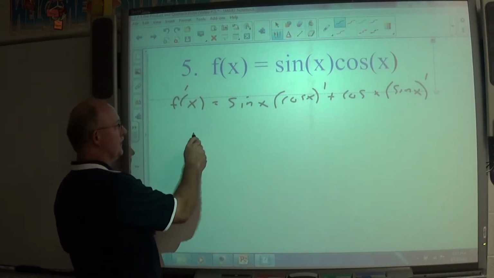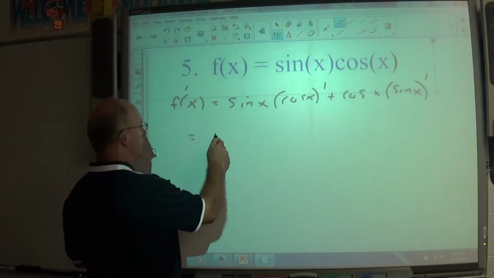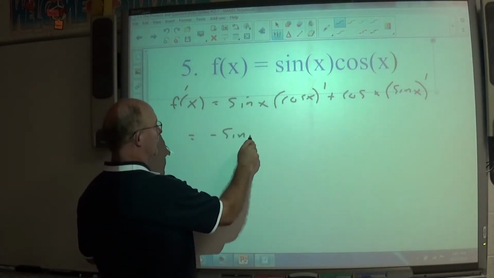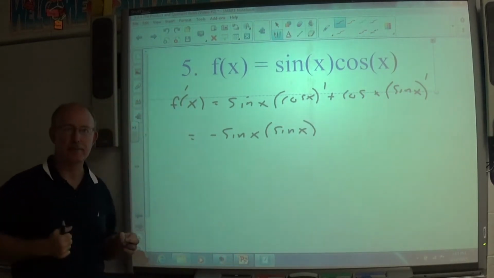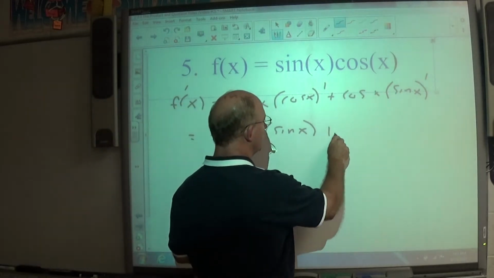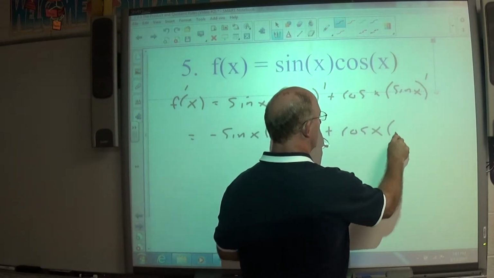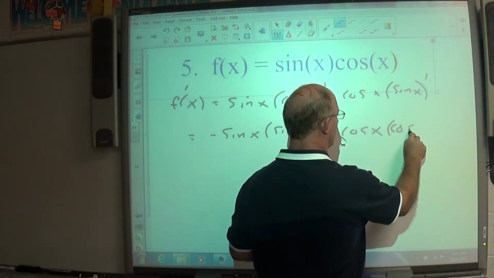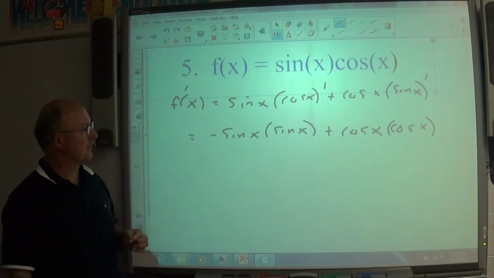So we get our derivative then. The derivative of cosine is negative sine. So we end up here with negative sine x times sine x. Now we'll pull the negative out front, so that makes it a negative sine x, plus, now the derivative of sine x is cosine x, so this will be cosine x times cosine x. Okay, now that's our derivative.